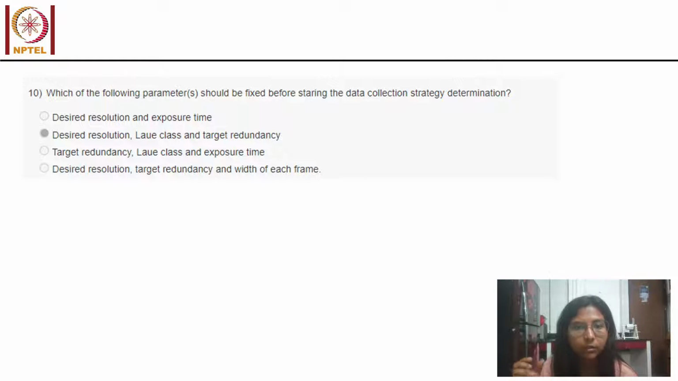So the exposure time cannot be fixed before starting. Why? Because exposure time varies with the angle, right? So the correct option is this B option, the desired resolution, Laue class, and target redundancy.